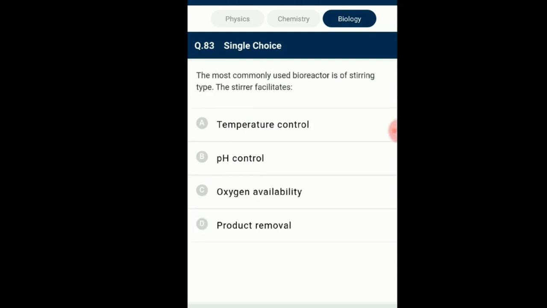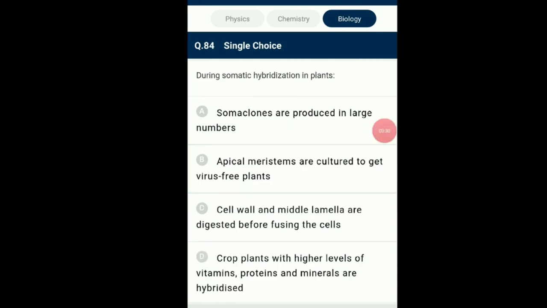Question number 83. The most commonly used bioreactor is of stirring type. The stirrer facilitates sparging and mixing in a sparged stirred-tank bioreactor, which increases the surface area for oxygen transfer. The stirrer ensures proper mixing and distribution of nutrients and oxygen for microbes to optimize their activity. So the answer is option C, oxygen availability.